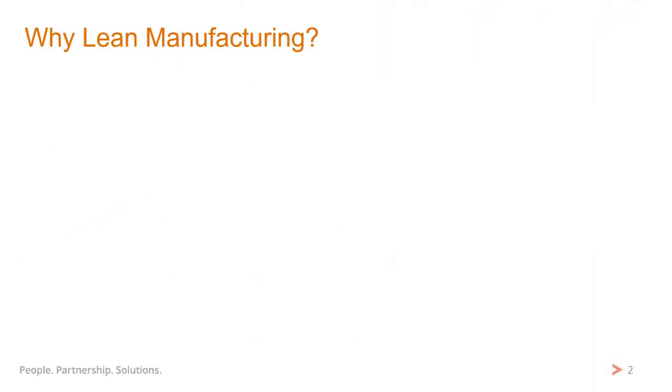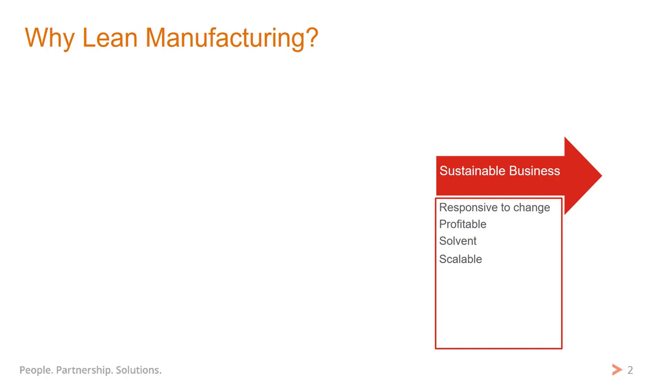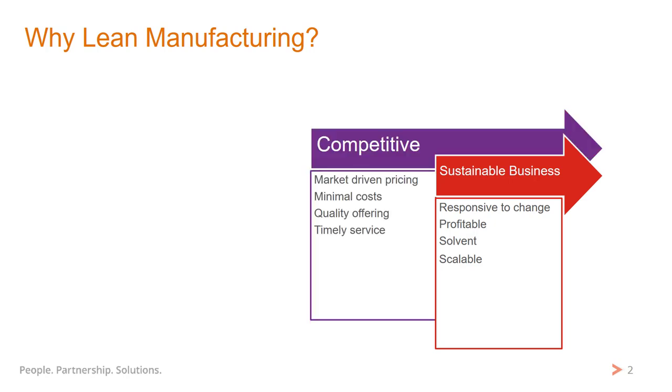So why lean manufacturing? Well, any business, manufacturing or otherwise, needs to be sustainable. And to be sustainable, it must be responsive to changes of the market and wider political changes. It must be profitable. It must be solvent as far as cash flow is concerned. And to be able to grow, it needs to be scalable. It also needs to be competitive. It needs to be able to respond to pricing from market forces.